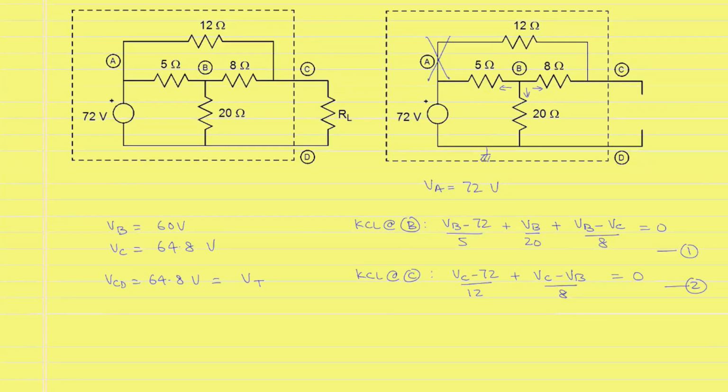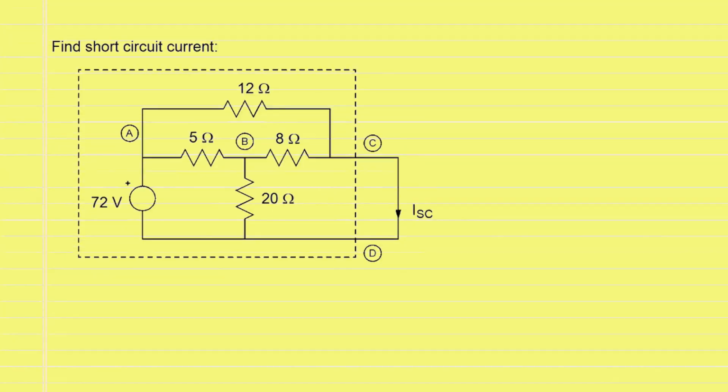We will calculate the short circuit current between the nodes C and D by putting a short circuit and calculating the current ISC as shown. Once again, we will use nodal analysis and choose node D as the reference node. Node A is connected to a grounded voltage source, so VA is equal to 72 volts again. Since node A is connected to a grounded voltage source, we do not write a KCL at this node. Nodes C and D are the same node because they are connected by a short circuit, which leaves only node B at which we will write a KCL.